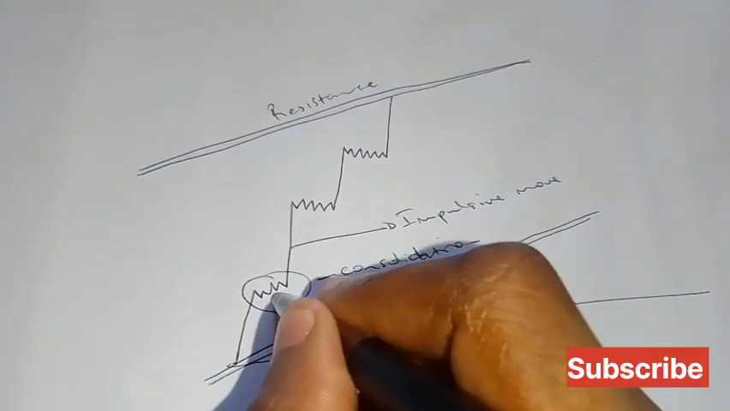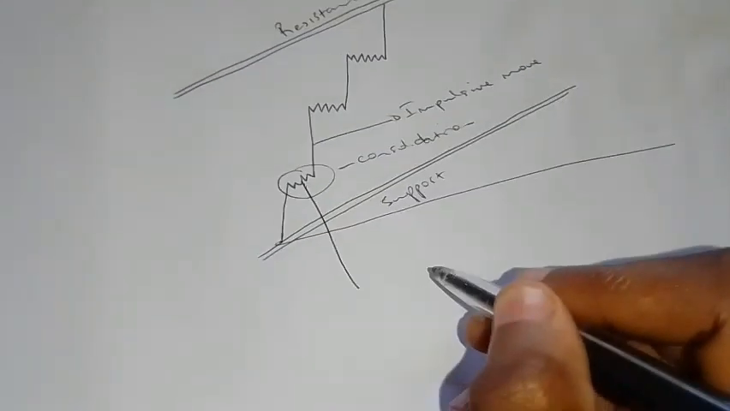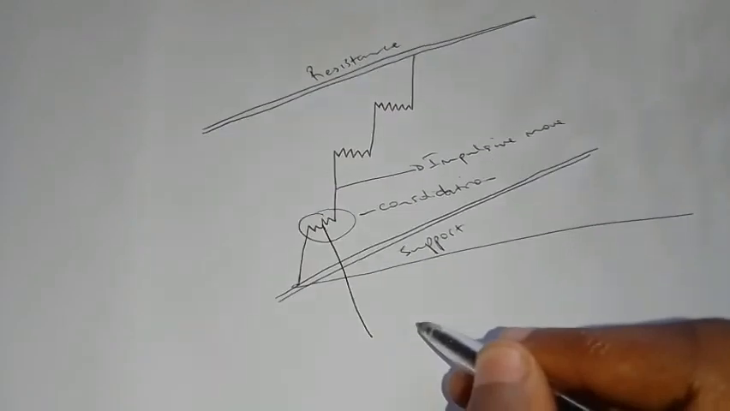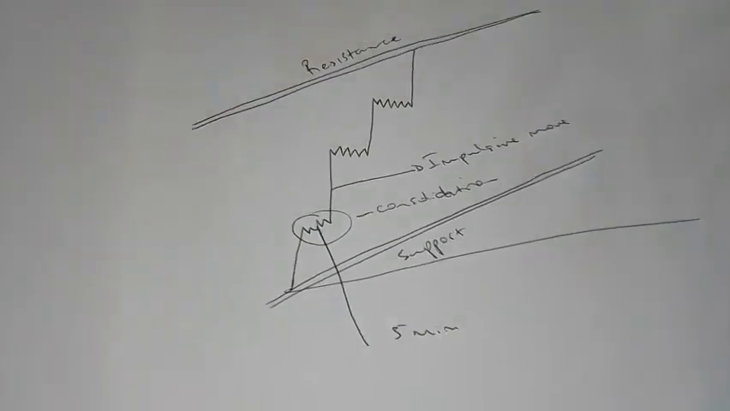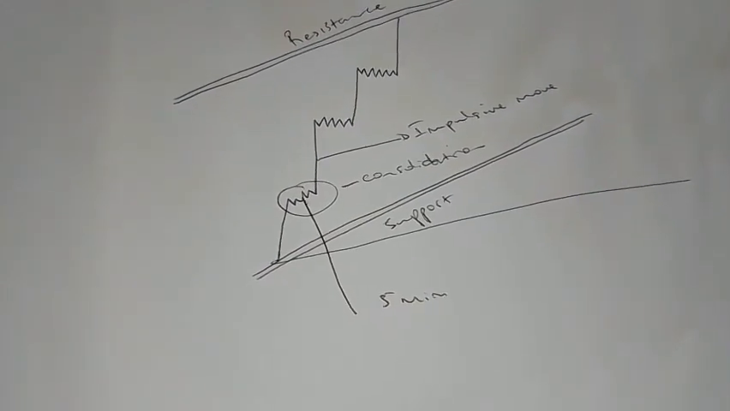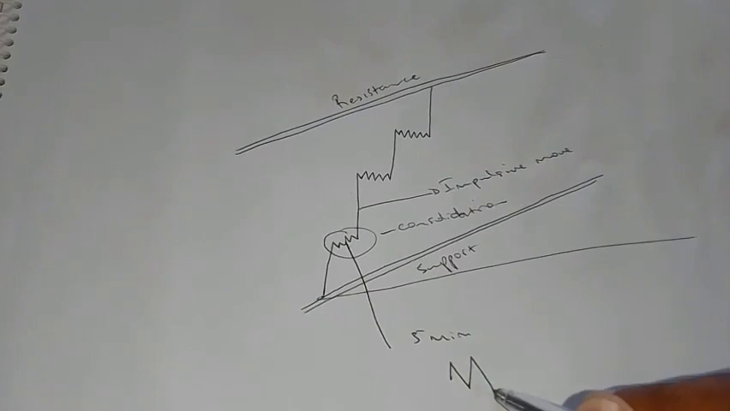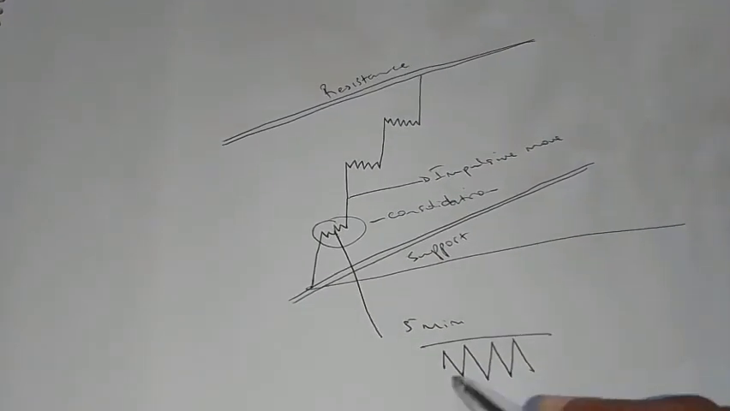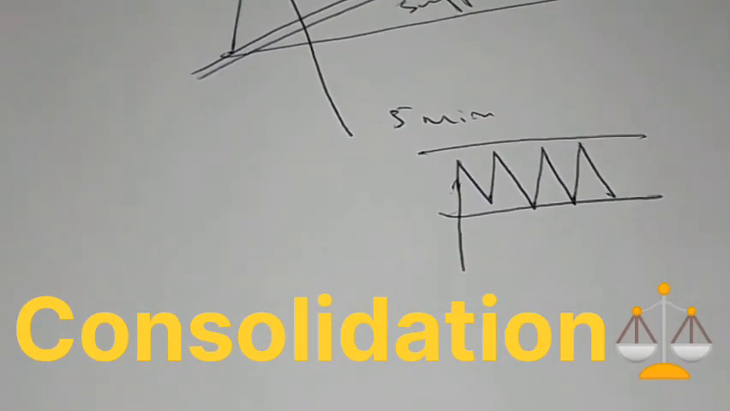So over here on that consolidation, let's say it's our 5-minute time frame. On that 5-minute time frame, when you zoom in, you're going to see the market consolidating like this, going up and down. You're going to see that the market has been consolidating before it took our impulse to the upper side.